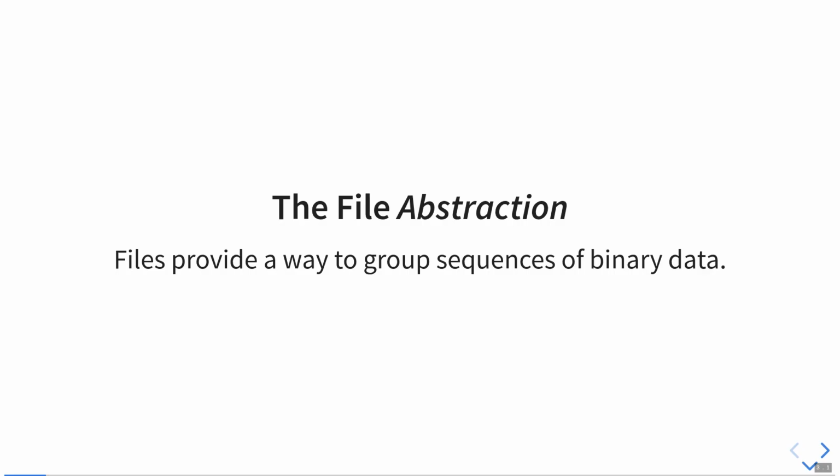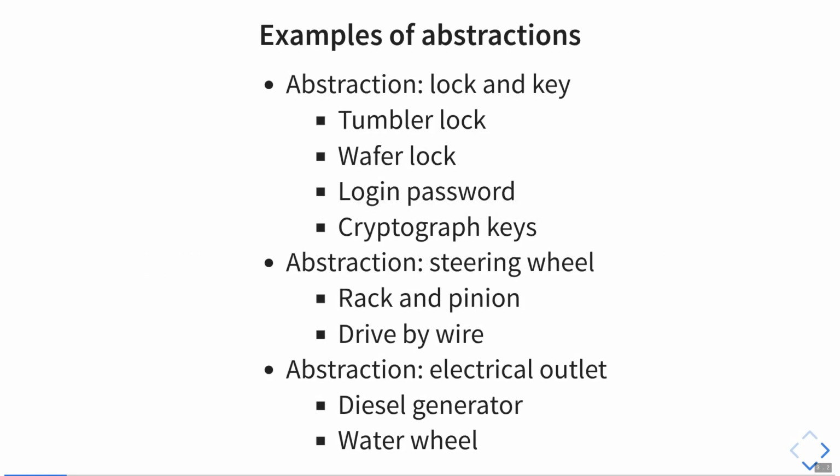Now, the problem is that by hiding some of the details, you make solutions sometimes more complex. But abstractions are very useful. There are many kinds of examples of abstractions beyond the realm of computer science. For lock and key, we have different kinds of locks that exist. So we have tumbler locks, wafer locks. Those are physical locks. These are both implementations of a lock and key mechanism.